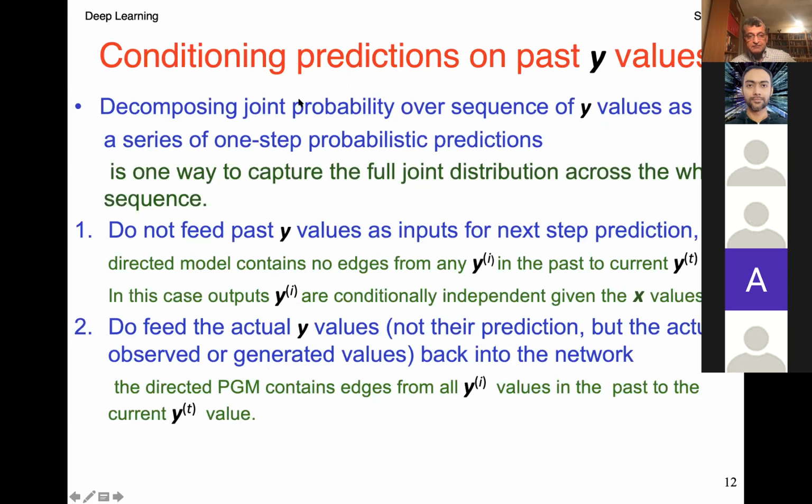Conditioning predictions on past Y values. Decomposing a joint probability over a sequence of Y values as a series of one-step probability predictions is one way to capture the full joint distribution across the sequence. One option is to not feed past Y values as input for the next step prediction. The other is to feed the actual Y values, not the prediction, back into the network. So there are a couple of different ways of dealing with the past outputs, the Y values: using them or not using them.